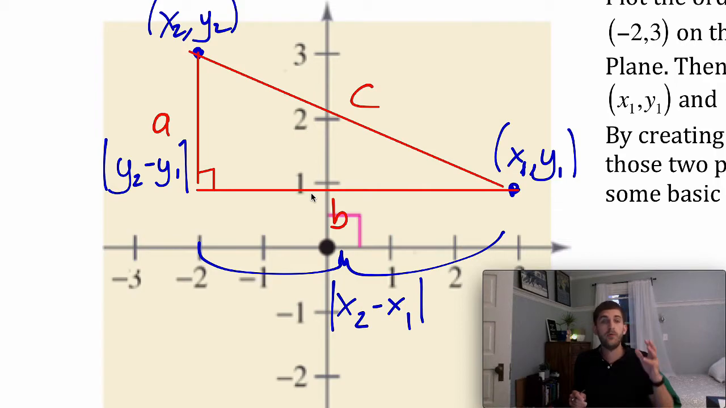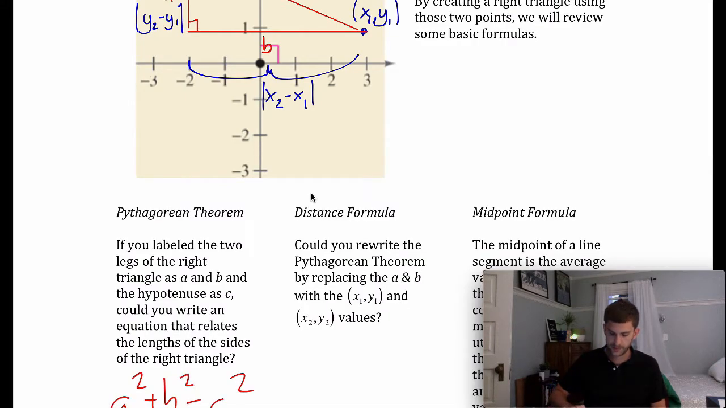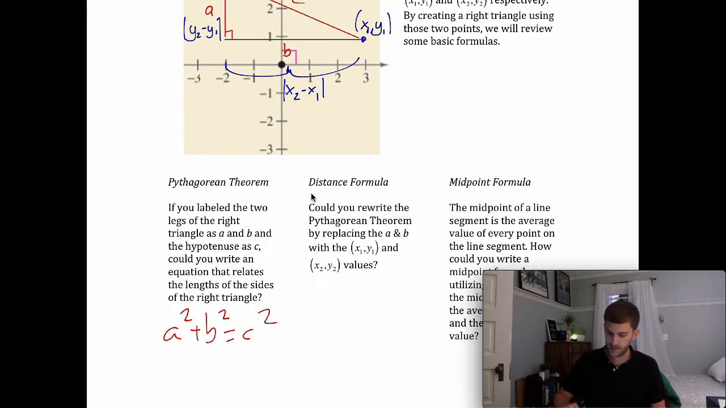Okay, so now we can replace a with y2 minus y1, or in this case, the absolute value, and we can replace b with x2 minus x1, or the absolute value of it. So, going back down here, let's zoom to that part. So we're going to replace a with y2 minus y1, and we're going to square that. Now, when we square any value, it's going to become a non-negative answer.